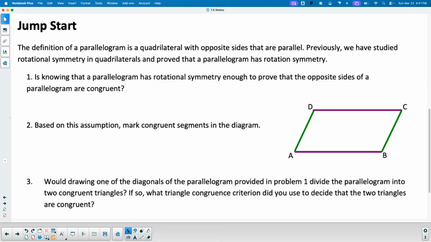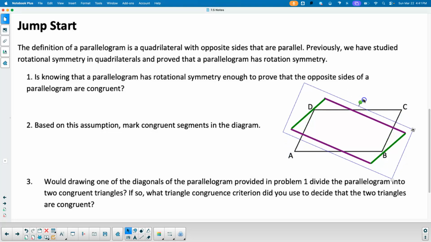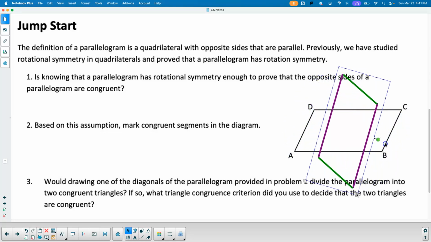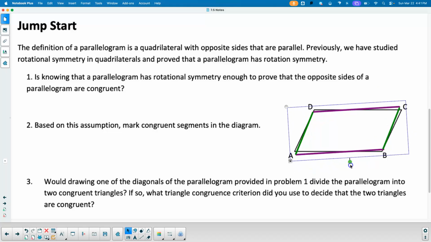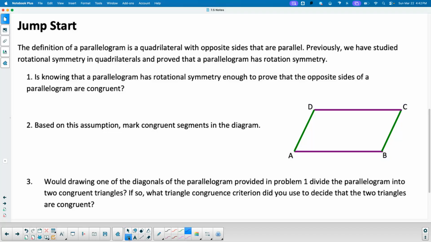And now I can rotate those around, and shabam, we have rotational symmetry. So it shows that the green sides matched up on themselves with 180-degree rotational symmetry, and the purple sides matched up on that. So we can mark them.